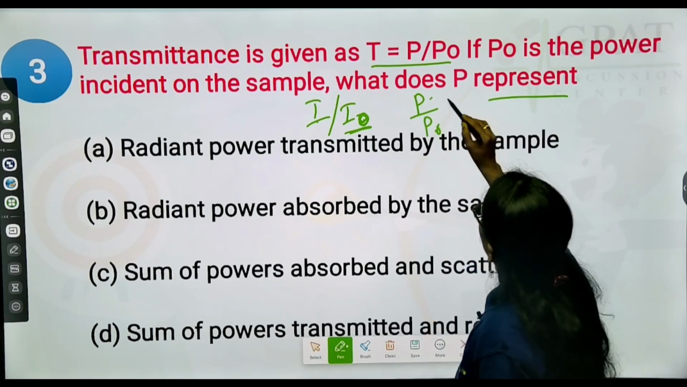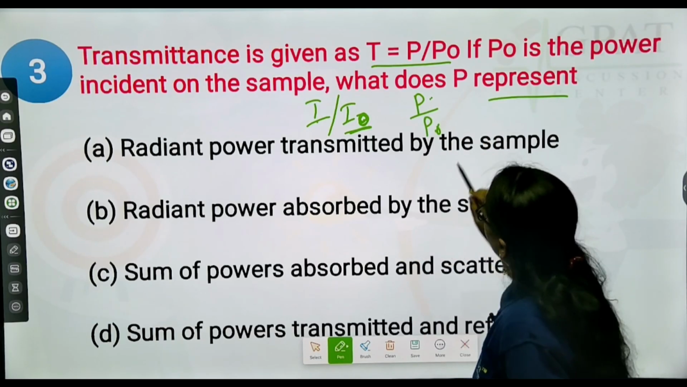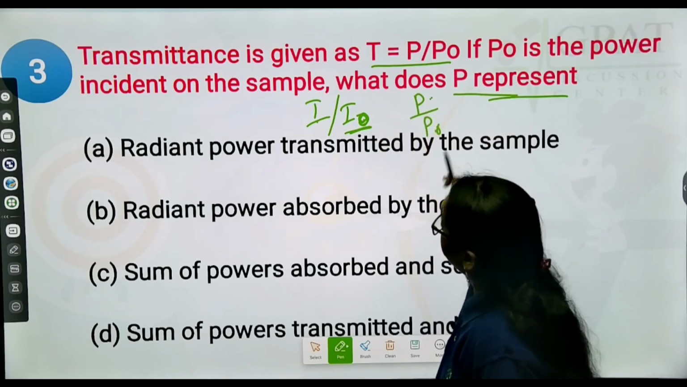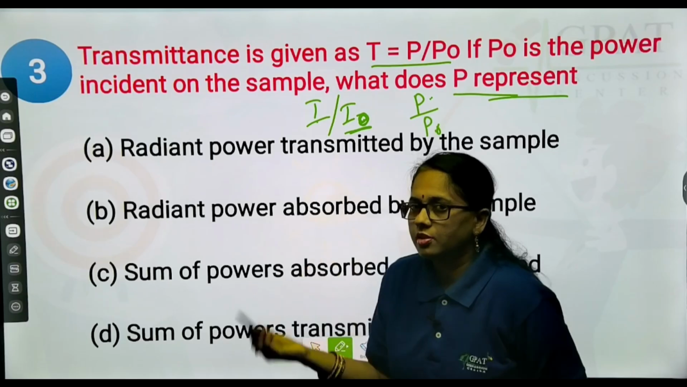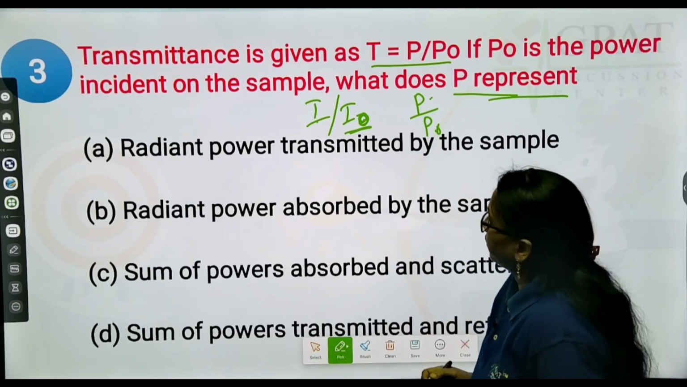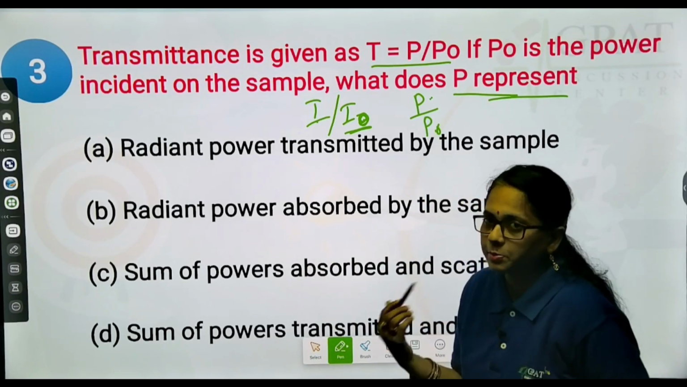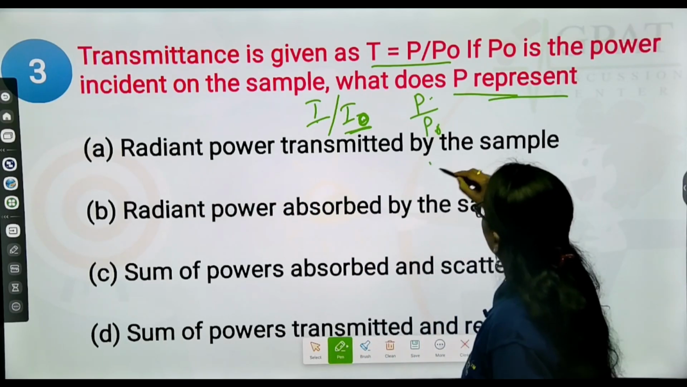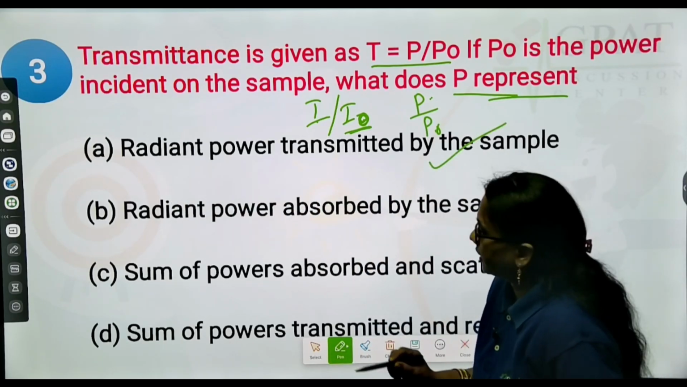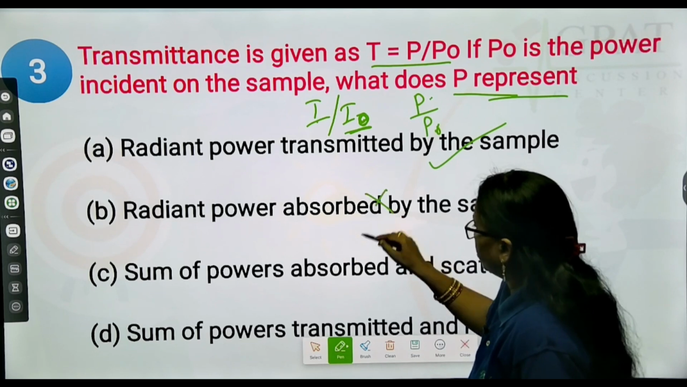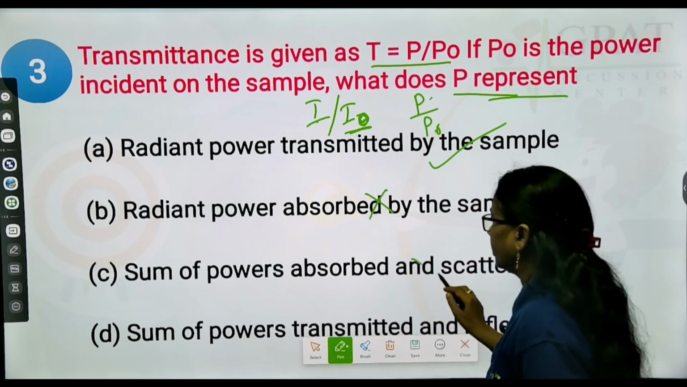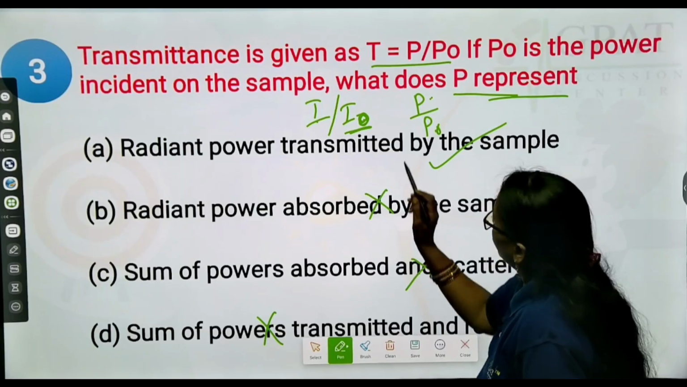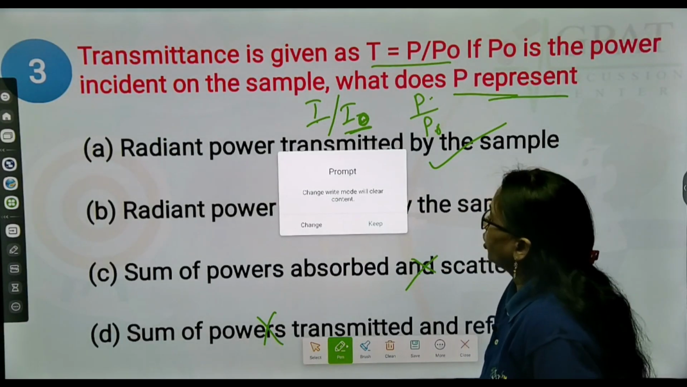Okay. So now let us answer this question. Small p, they have asked the P, not the P naught. P naught means the incident light radiation power. Now P means the transmitted light radiation power. So let us see the options. Radiant power transmitted by the sample, okay, so obviously this is going to be the right answer. Radiant power absorbed, no. Some of the powers absorbed, no. Not at all. The D option is also wrong. So only option A is going to be the right answer.